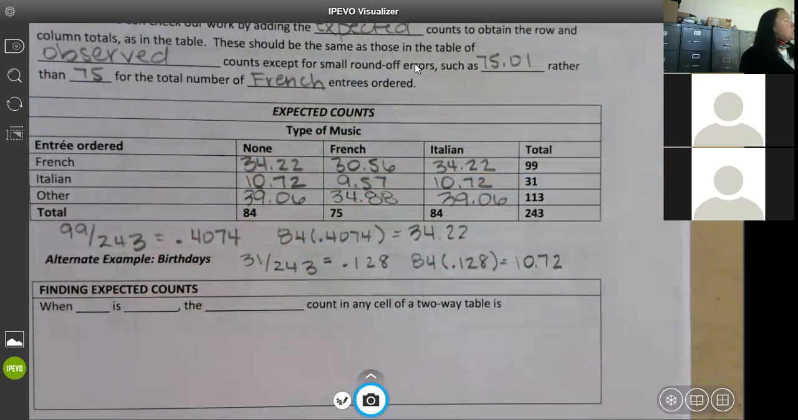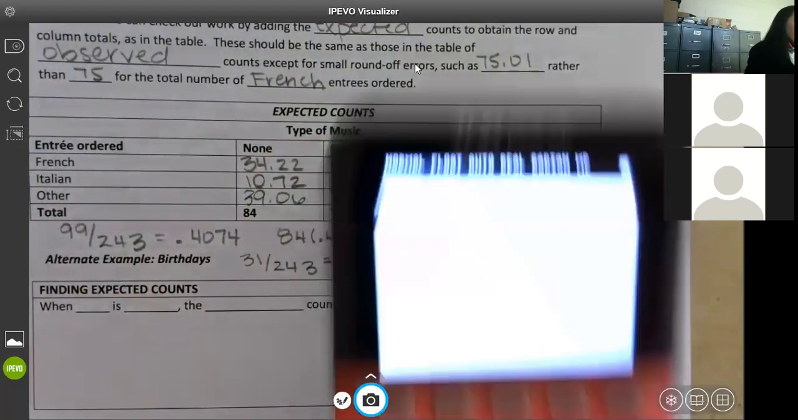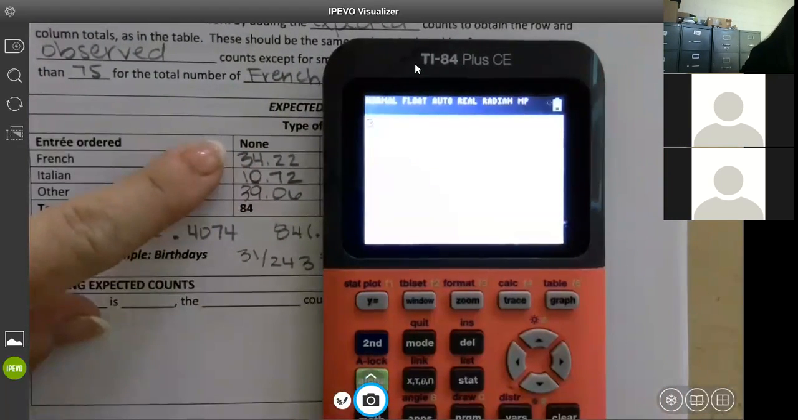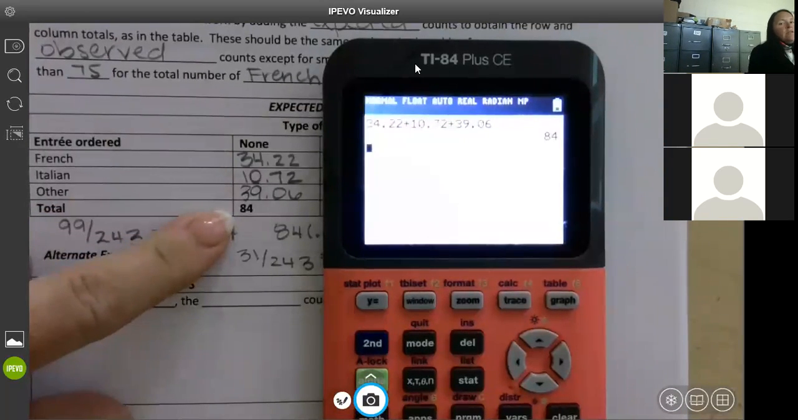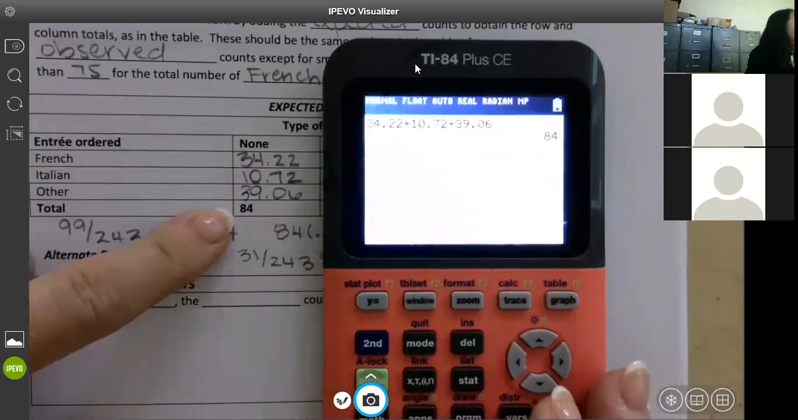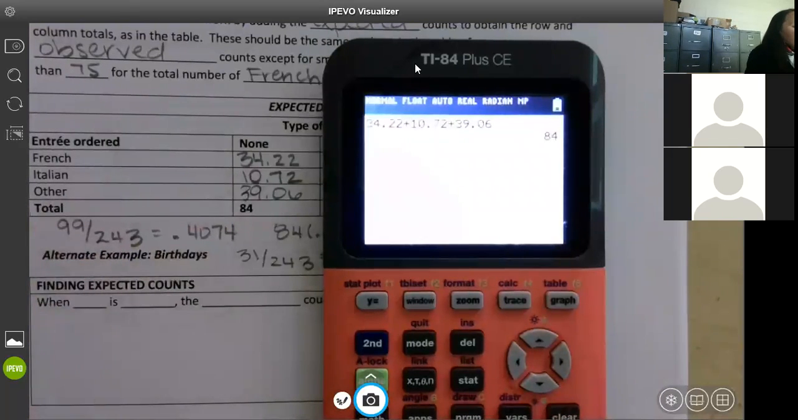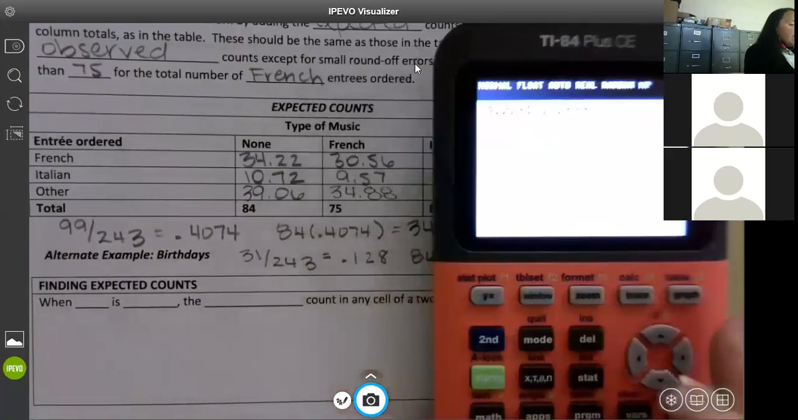Now, what they're saying is you can check your solutions, okay? You can check your expected counts, and you do that by just adding a column. And it should be really close to 84, and this one actually adds exactly to 84. Got it? You might be off. It might be 84.01 or something like that, and that's okay. That's from your rounding. So it just depends on how you round. Got it? Everybody good?